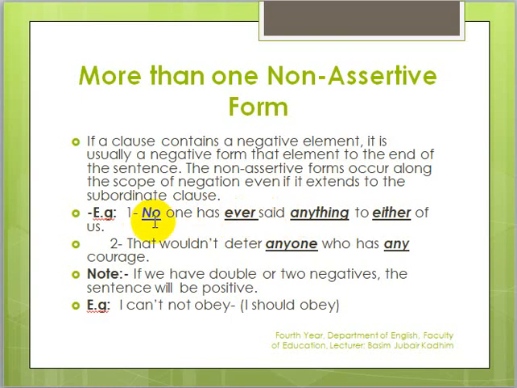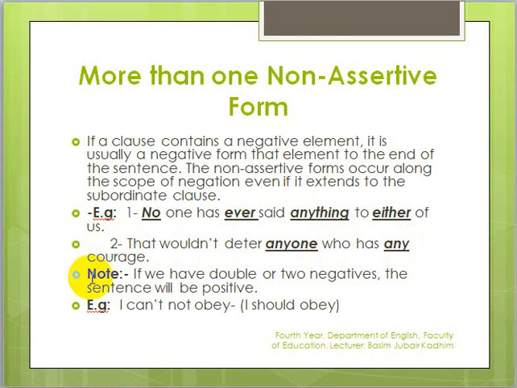For example, the "no," its scope is on the "one." "Has ever said": "ever" is on "said," "anything" is about the predicate of the sentence, and "either" is on "us." Now this is the issue of how to accumulate or cluster them. Number 2: "That wouldn't deter anyone who has any courage." Anyone who has any courage. You see here "anyone," and the "anyone" is extended to the subordinate clause, which is "who has any courage," by adding "any."